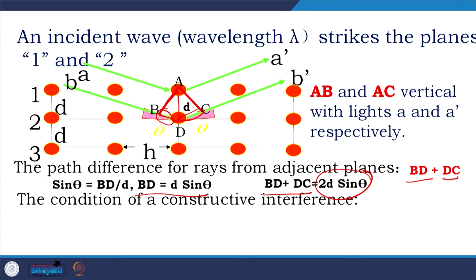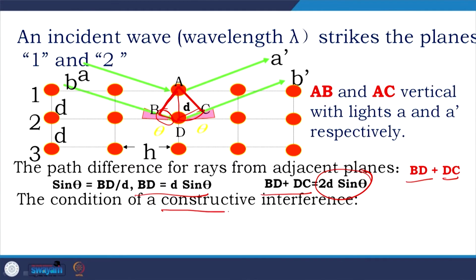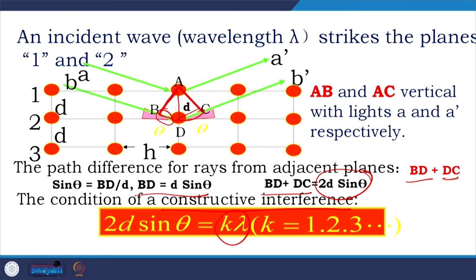When the waves are coming, they could be in destructive and constructive interference, and you need constructive interference for the work to continue for the detection. So, 2d sin theta equals k lambda, where k is an integer like 1, 2, 3, and this is Bragg's law. 2d sin theta equals k lambda, or n lambda, where k or n is an integer. This relation helps us tremendously in the field of crystallography.